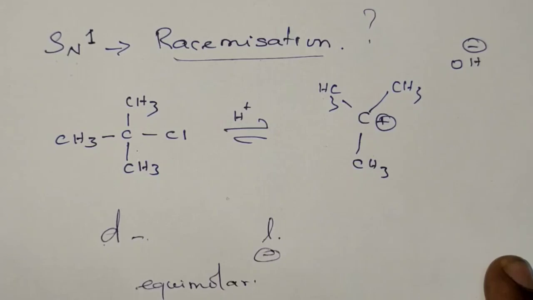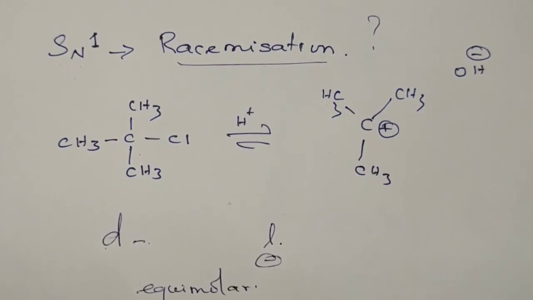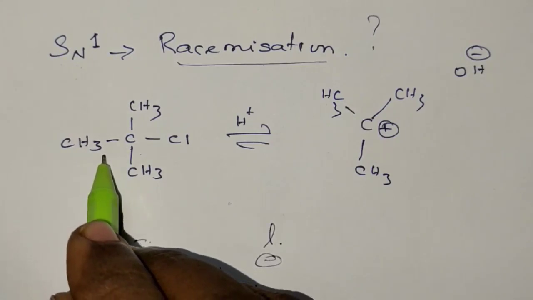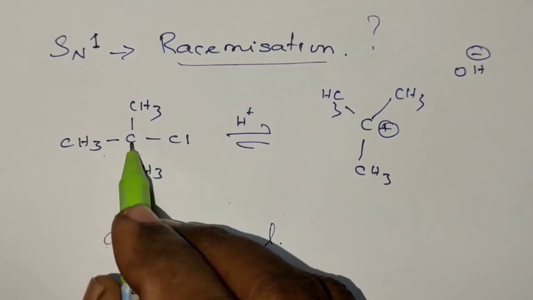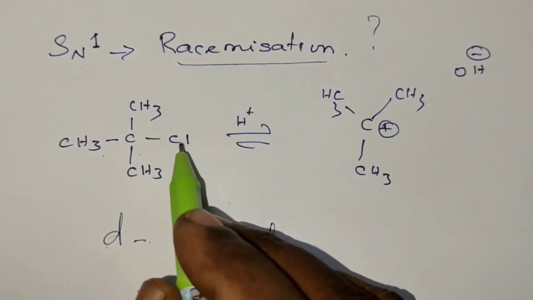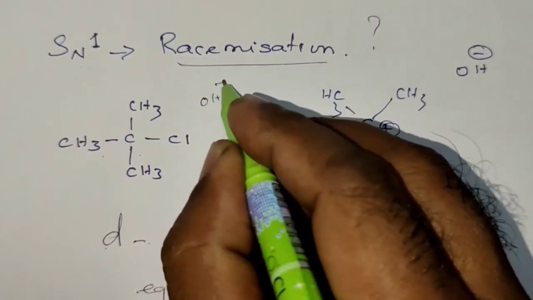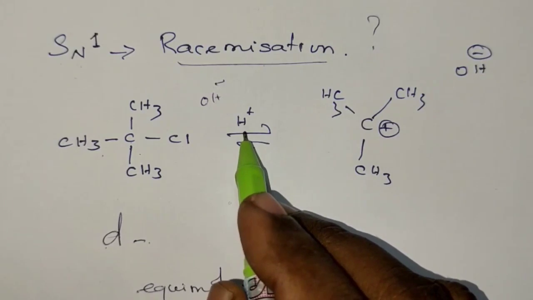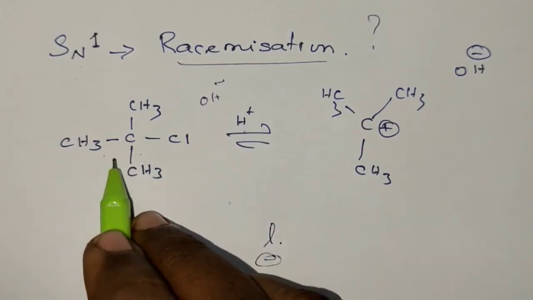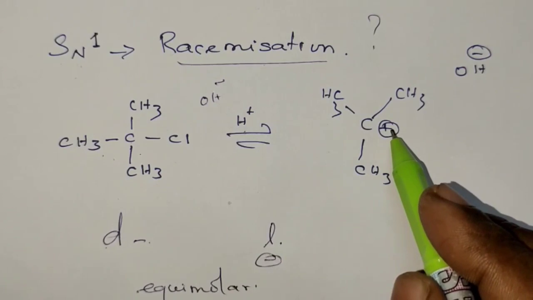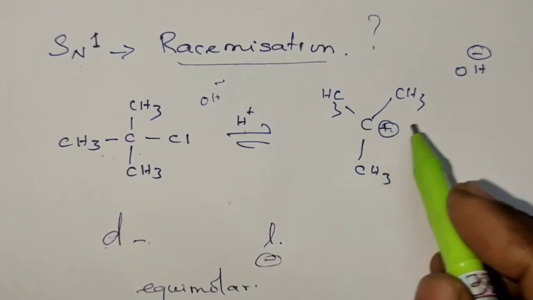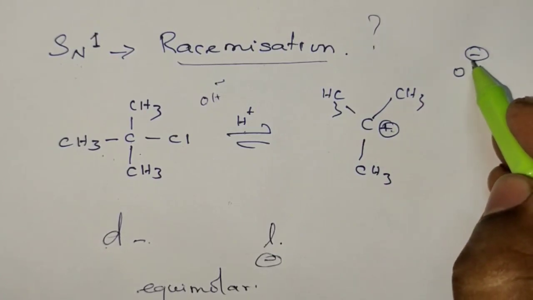We come to the SN1 reaction. An example for the SN1 reaction is the reaction of tertiary butyl chloride with OH minus. In the first step, in the presence of a polar protic solvent, the reactant gets ionized and forms a carbocation. This is the carbocation which is going to react with OH minus.